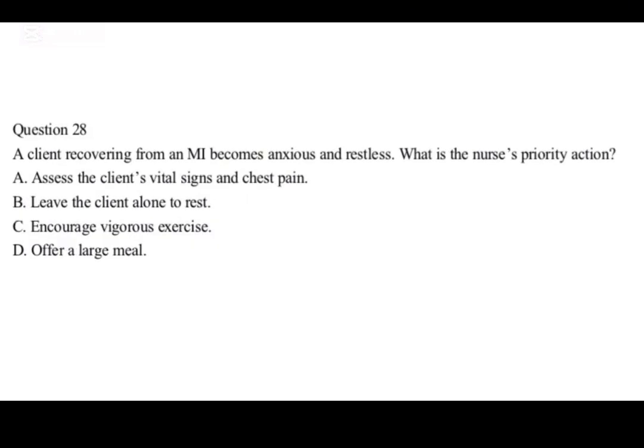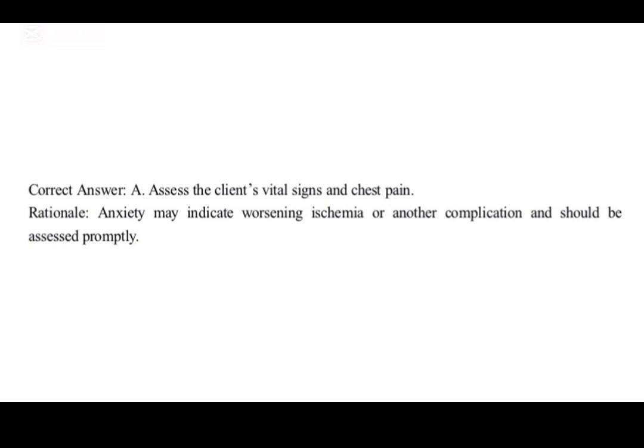Question 28. A client recovering from an MI becomes anxious and restless. What is the nurse's priority action? A. Assess the client's vital signs and chest pain. B. Leave the client alone to rest. C. Encourage vigorous exercise. D. Offer a large meal. Correct answer, A. Assess the client's vital signs and chest pain. Rationale: anxiety may indicate worsening ischemia or another complication and should be assessed promptly.